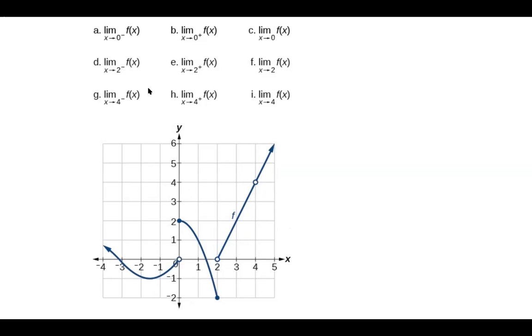So notice how in this case, the left-hand side of the limit is equal to the right-hand side of the limit, since we said that they're both equal to 4. So that means that the limit as x is approaching 4 from both sides is also equal to 4. So this one does exist.